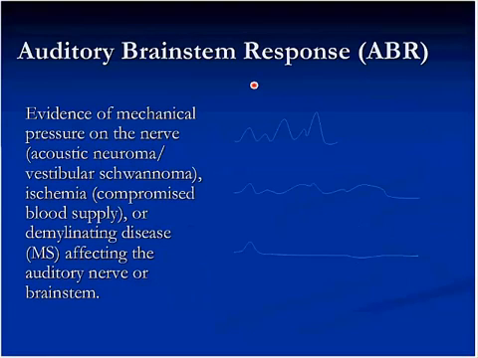Auditory brainstem response testing is where we're measuring the impulse as it travels up the auditory nerve. And so we're looking for any evidence of mechanical pressure on the nerve, such as you might get with a benign tumor called an acoustic neuroma, also known as a vestibular schwannoma, or ischemia, which is compromised blood supply to the nerve, or a demyelinating disease such as multiple sclerosis that might be affecting the auditory nerve or brainstem.